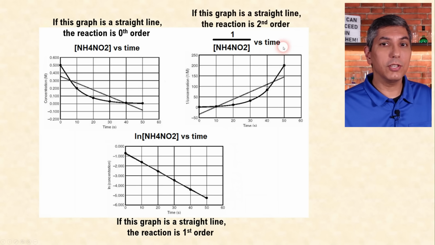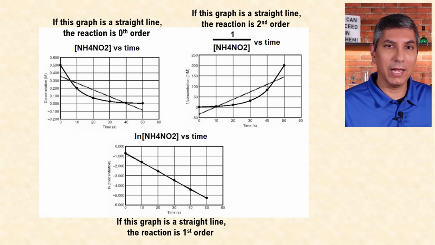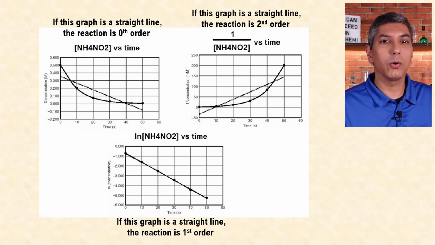Once again, you just have to find the graph that's a straight line, and that tells you what order the reaction is. Graph number 8, reaction energy profile. For every reaction, we can draw an energy profile that plots how the energy of the molecules in a reaction change as the reaction progresses.